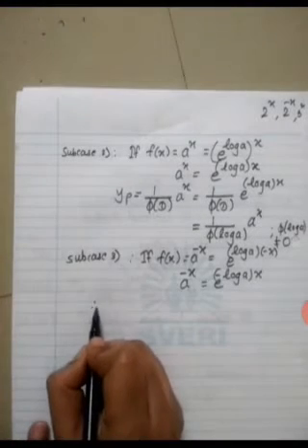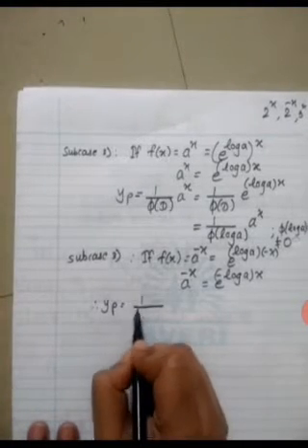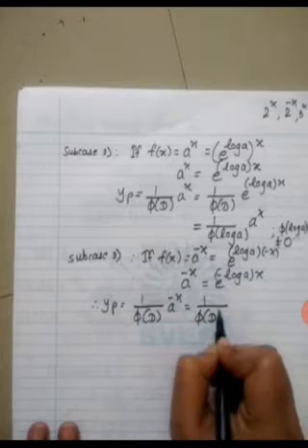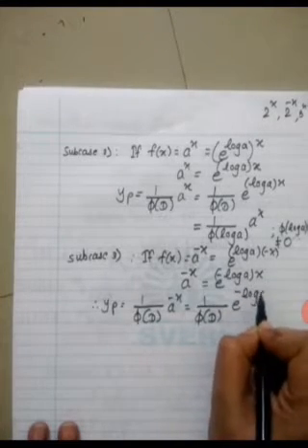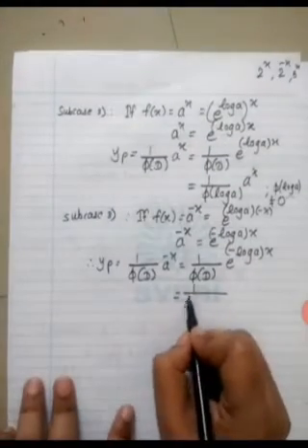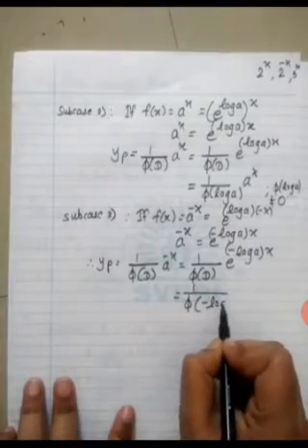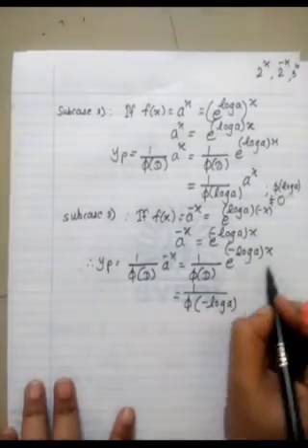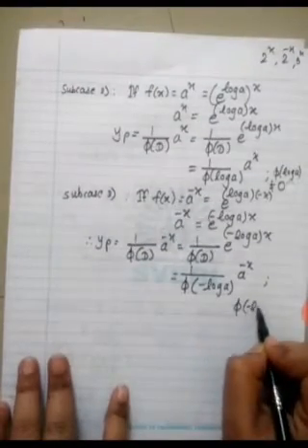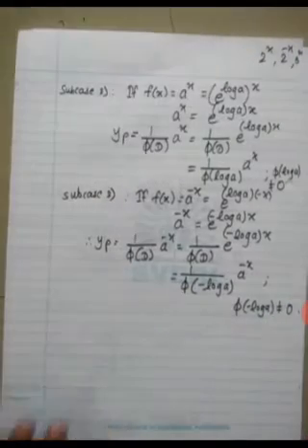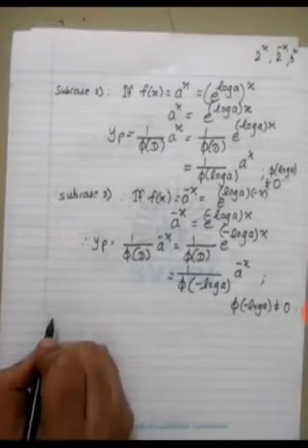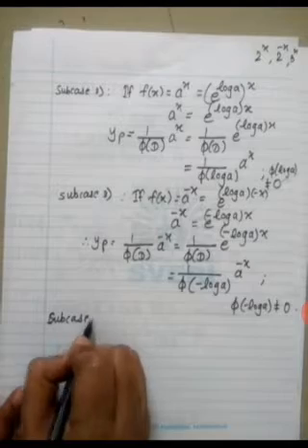Therefore y p is 1 upon phi of D acting on a raised to minus x. We write e raised to minus log a x, and the answer will be 1 upon phi of minus log a into e raised to minus log a x, that is nothing but a raised to minus x. And again the condition is that phi of minus log a should not be equal to 0. If it is 0, we know what to do.